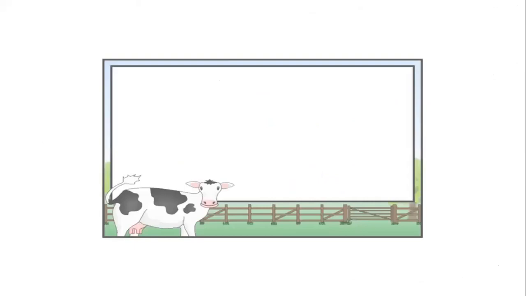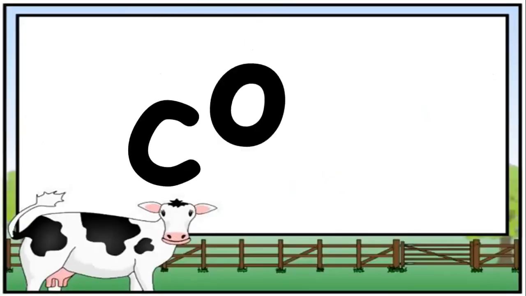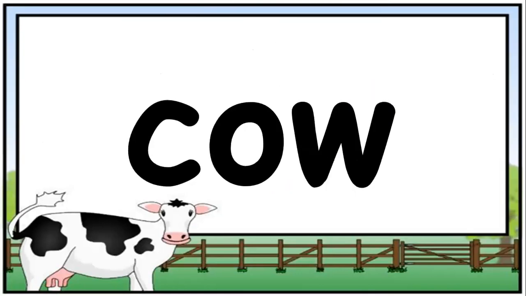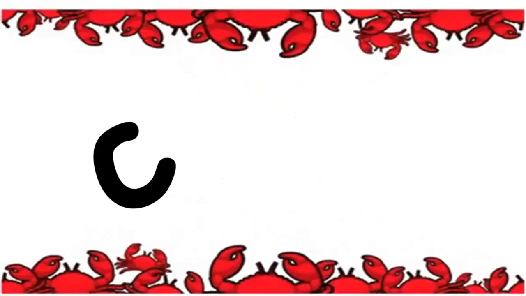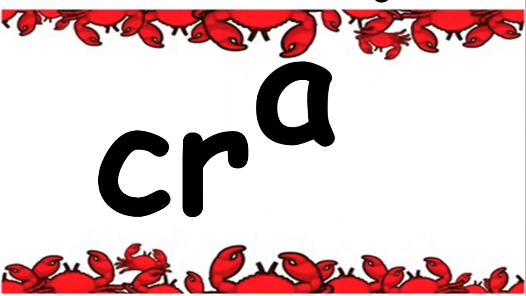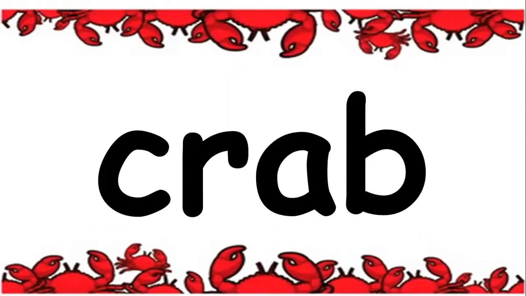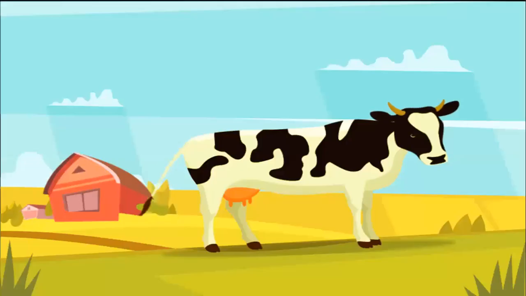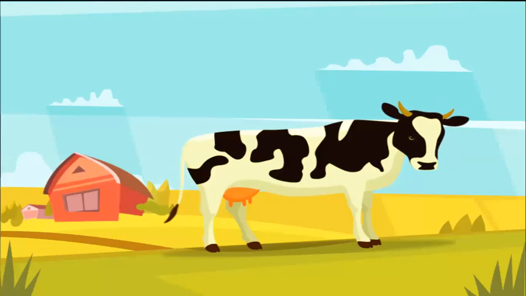So first, let's have a reading. Okay, everybody say cow. Cow. Okay, next we have crab. Crab. Okay, very good. Now this time we will talk about the different body parts of the cow.